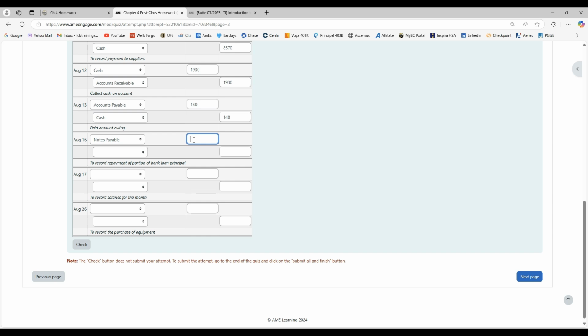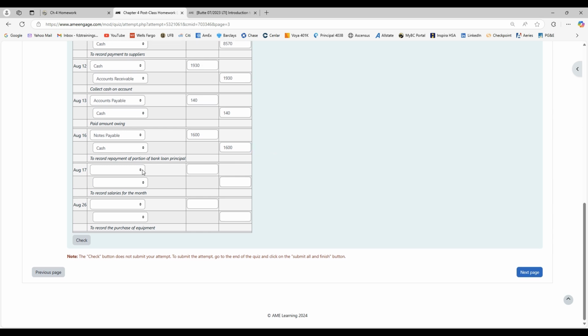So similar with accounts, the accounts payable or notes payable, they're both liabilities. They both decrease with a debit. Just different types of liabilities. This one being more long-term, accounts payable being more short-term.